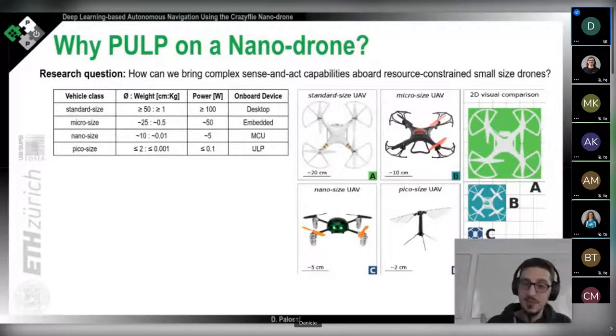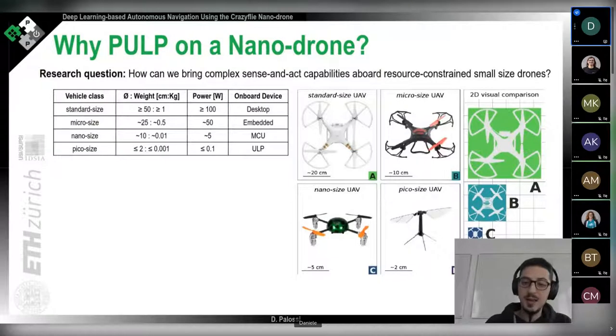There are many very nice, very powerful, capable of amazing features. They can follow you, they can avoid collision meanwhile shooting at your activities, making great videos. So very, very nice machine, but quite big. Then the more you decrease the size, moving into the micro size, nano size, and pico size, the extreme edge, of course, the form factor, the payload, and the availability of power reduces.